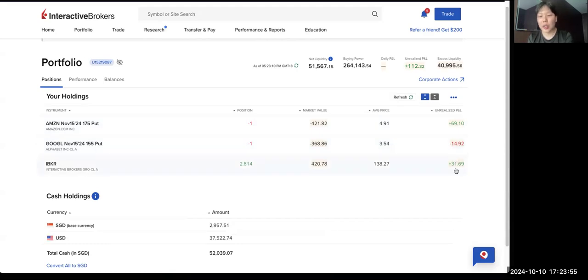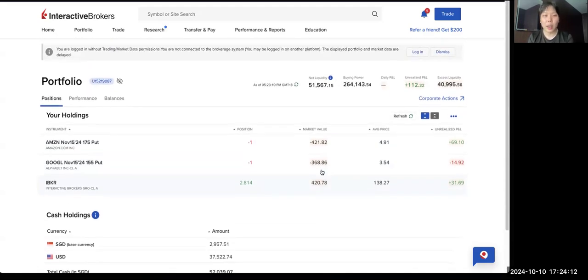And our IBKR shares, which have been given to us, I can consider this entire market value as profit because that's the bonus that I get for signing up with IBKR. So that sits at a $420 profit, right? But of course, that's not attributed to our performance. It's purely just a bonus that's been given to us. Okay, so with that out of the way, that is the portfolio as of today.